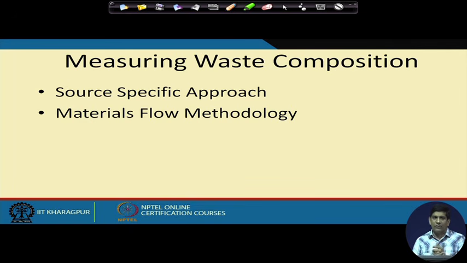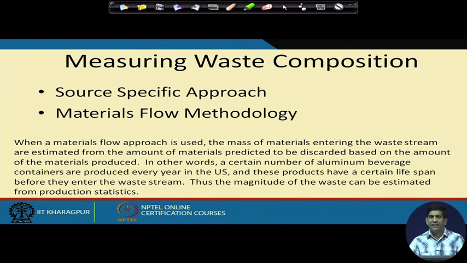There are two approaches we use. One is called the source specific approach, the other one is called the material flows methodology. We'll look at the material flow first, and then we'll go to the source specific. The material flow approach is essentially you do a mass balance. You look at all the mass of material entering the waste stream.